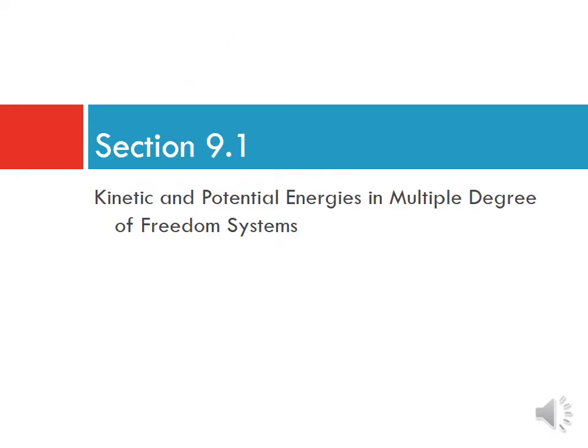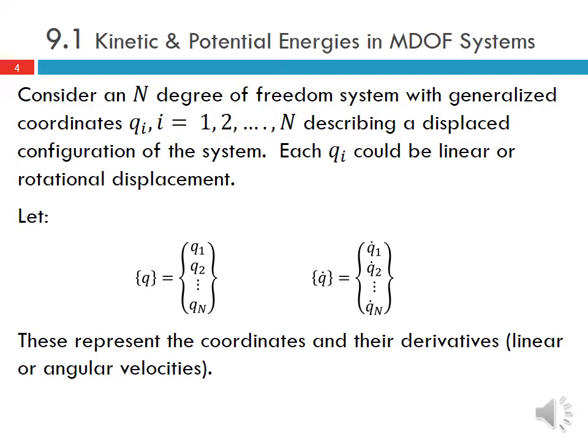So first we need to discuss kinetic and potential energies in multiple degree of freedom systems. So let's consider an n degree of freedom system with generalized coordinates qi, where i goes from 1 to n, describing a displaced configuration of the system. Each qi could be a linear or rotational displacement. So q is the vector of these generalized coordinates, q1 to qn, and q dot is the derivative of these coordinates. These represent the coordinates and their derivatives, where the derivatives are either linear or angular velocities.